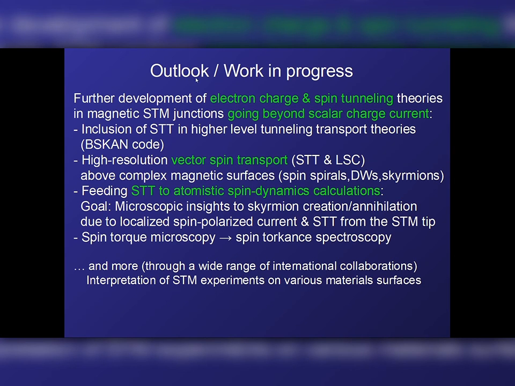And there is, of course, work in progress. We further develop electron charge and spin tunneling theories going beyond this simple model. So we want to go beyond the scalar charge current. We want to include vector spin transport, and we want to feed these calculated spin transfer torques to atomistic spin dynamics calculations to understand this skyrmion creation and annihilation with the tip.